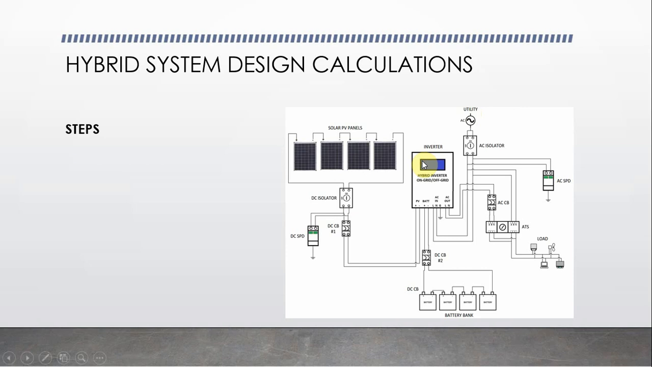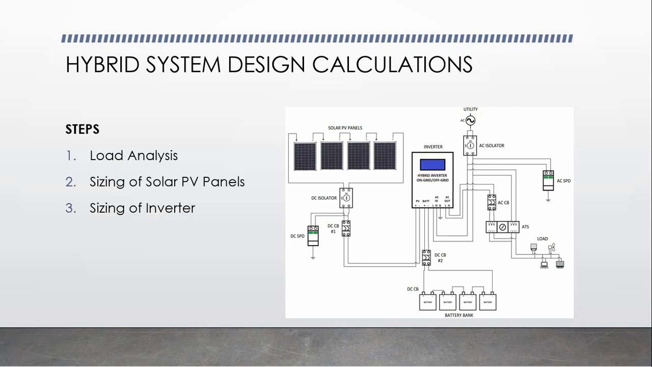There are 4 steps involved in designing a hybrid system. Step 1 is the load analysis. Step 2 is the sizing of the solar array. Step 3 is the sizing of the inverter. And step 4 is the sizing of our battery bank.